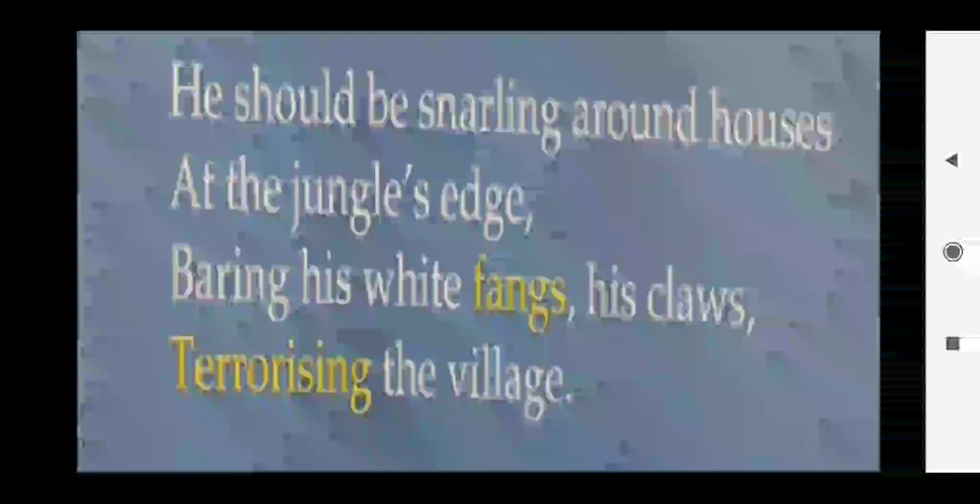He should be snarling around houses at the jungle's edge, baring his white fangs, his claws, terrorizing the village.